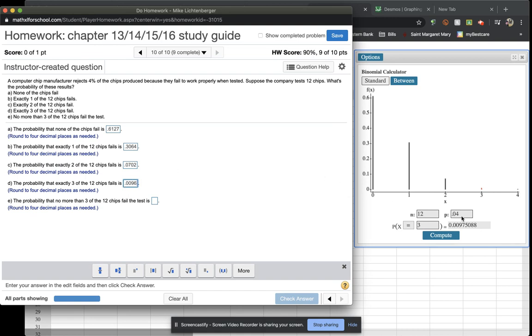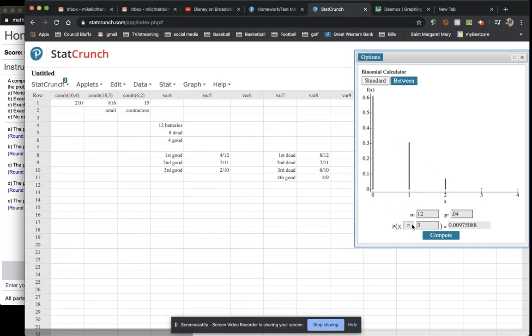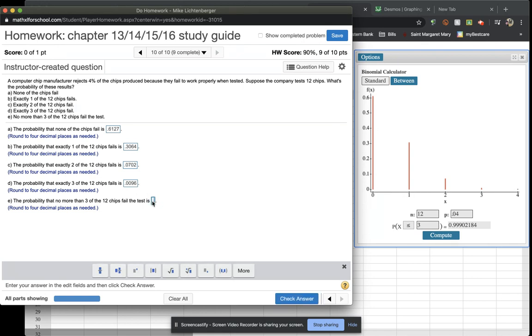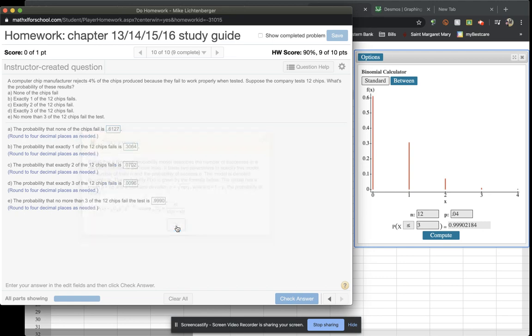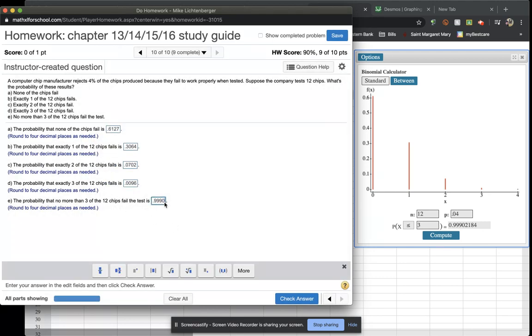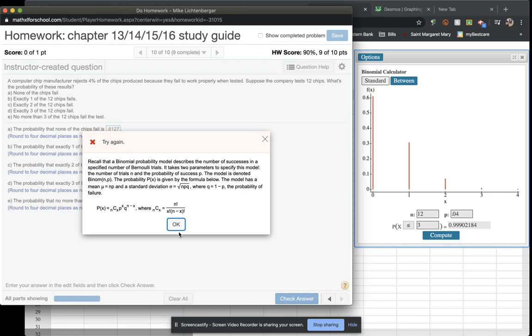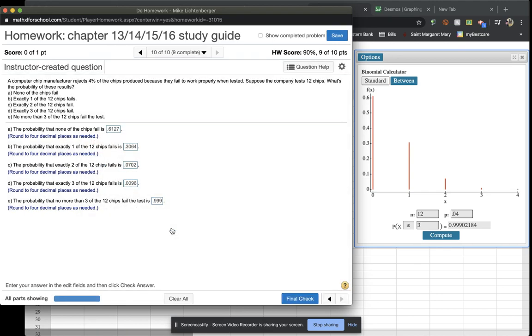0.0096 if we round that, because that fifth decimal place is a 5. And the probability that no more than 3. So no more than 3 means 3 or less. So that means less than or equal to 3. So to 4 decimal places will be 0.9990. Oh, that's probably what they want. Unless I rounded incorrectly.